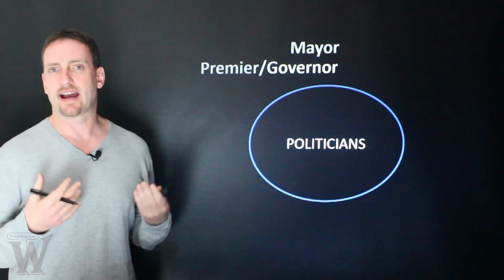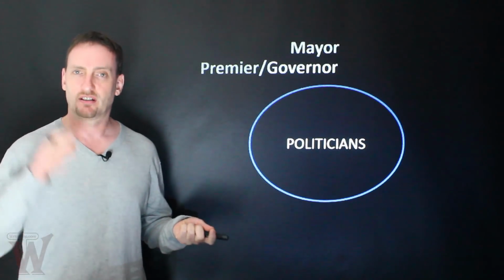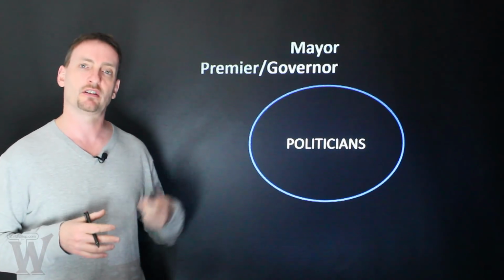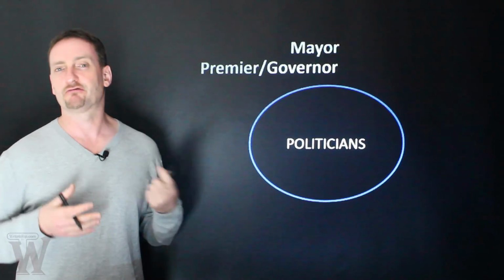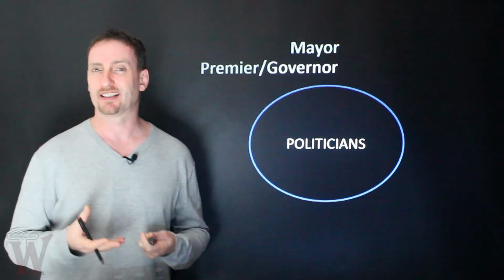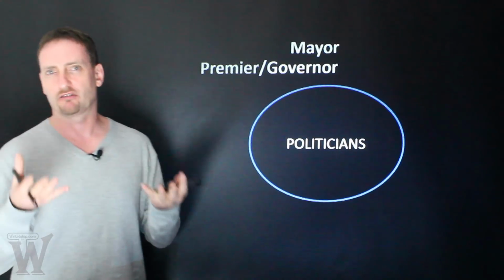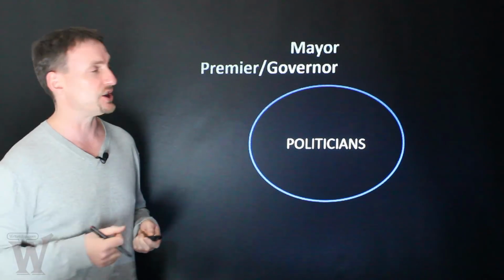Premier or governor. In Canada, we have a premier. In the States, in the United States, they have governors. The state is run by the governor. In Ontario, in Canada, the province is run by the premier. If you're talking about your country, if you're going to use your country as an example, make sure you know the right words to describe the right people, the right positions.